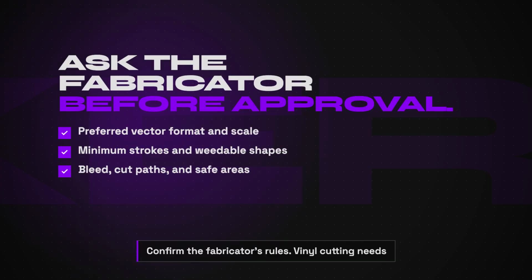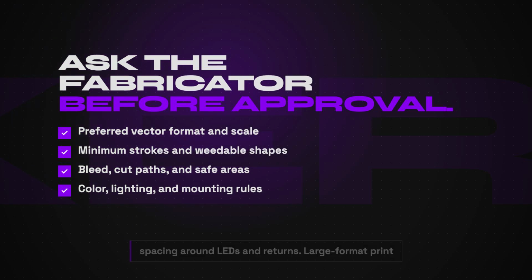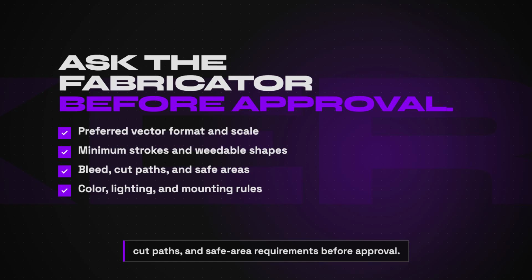Confirm the fabricator's rules. Vinyl cutting needs weedable shapes. Routed letters need minimum stroke widths and secure mounting. Illuminated signs need spacing around LEDs and returns. Large format print needs bleed and color setup. Ask for the preferred file format, color mode, scale, cut paths, and safe area requirements before approval.